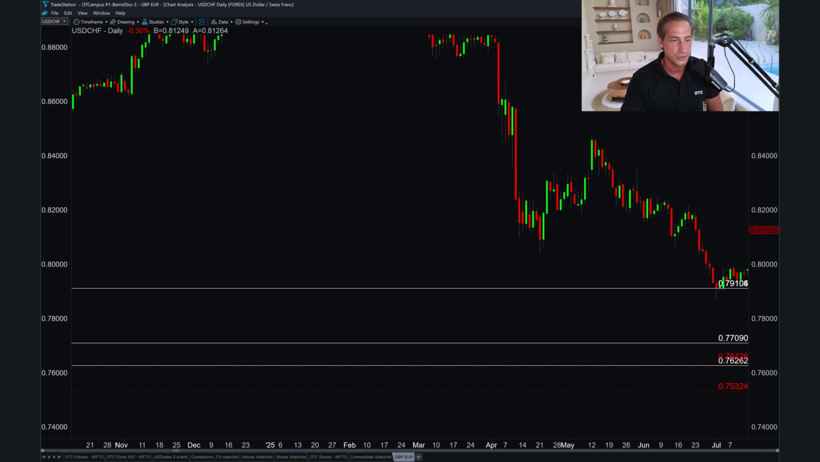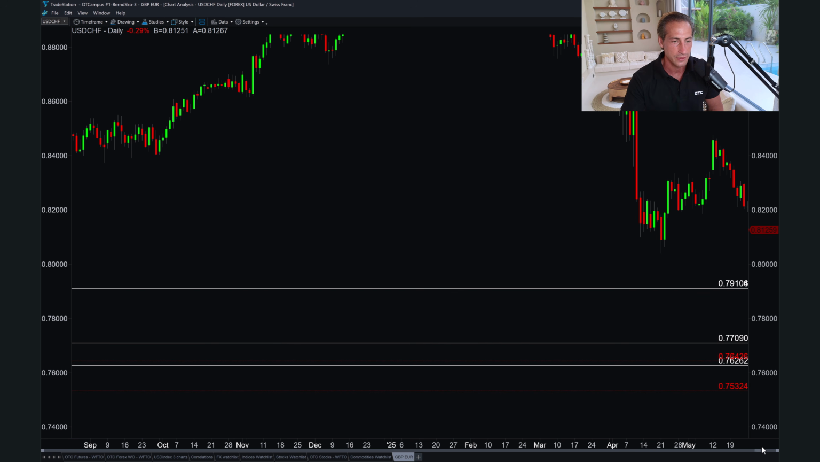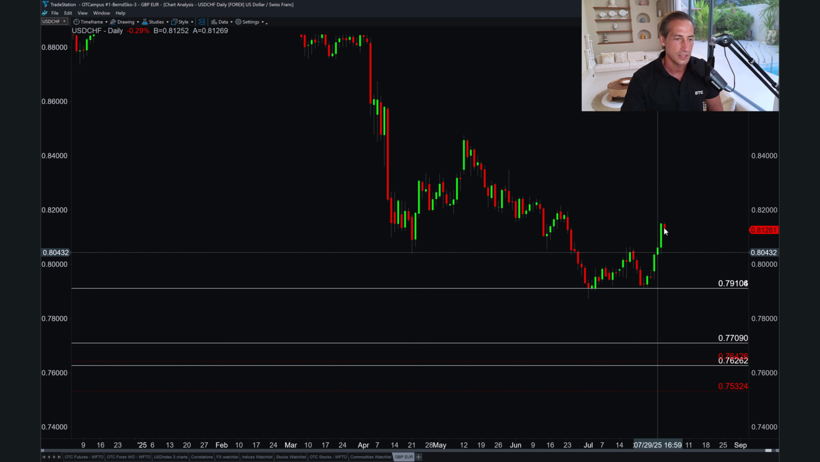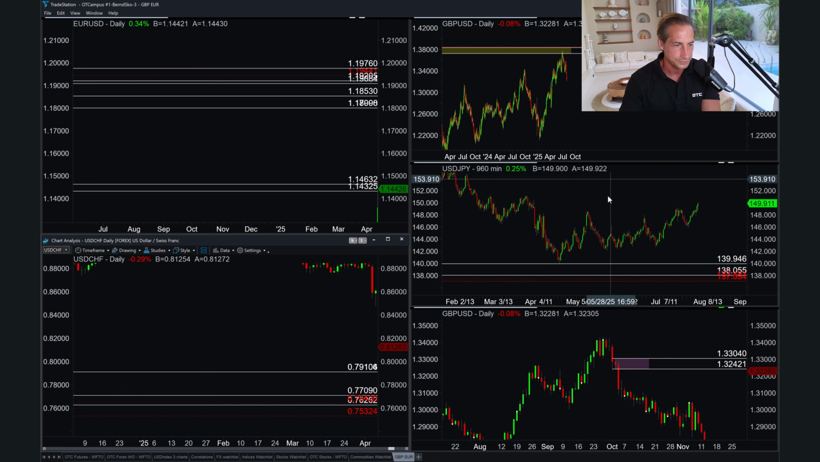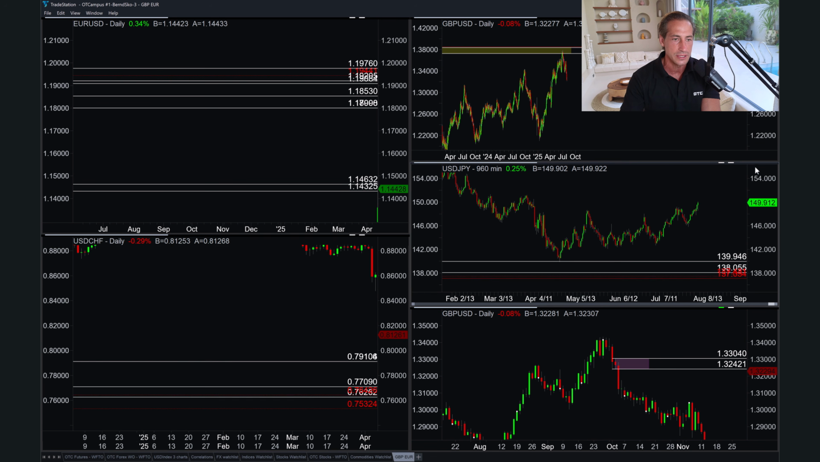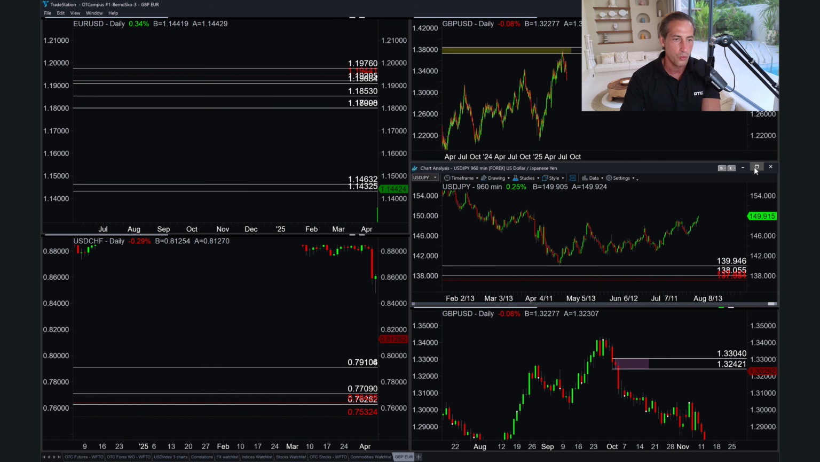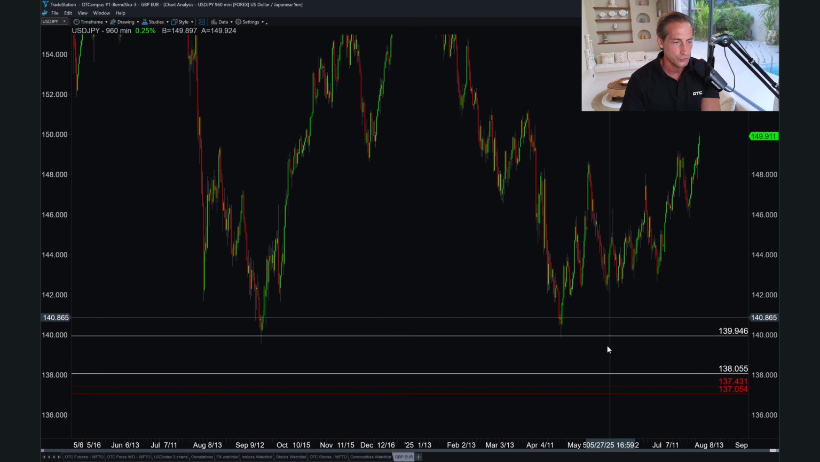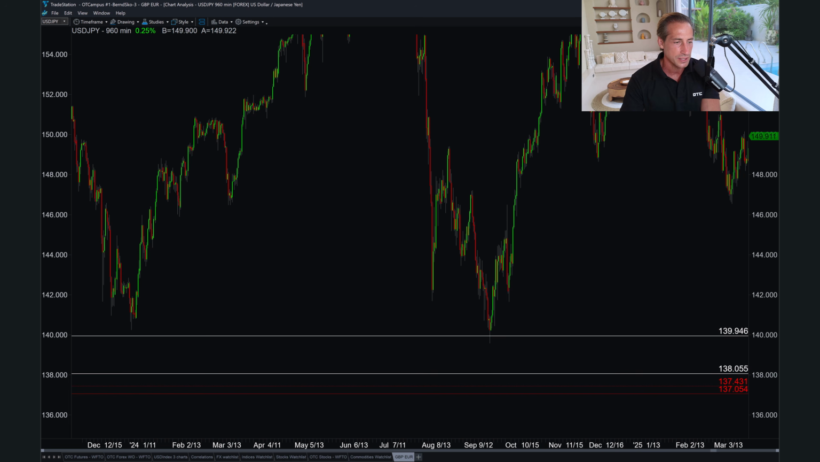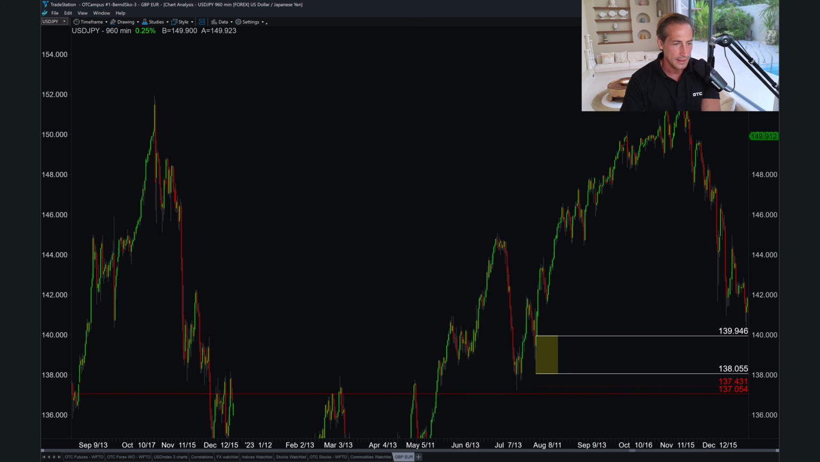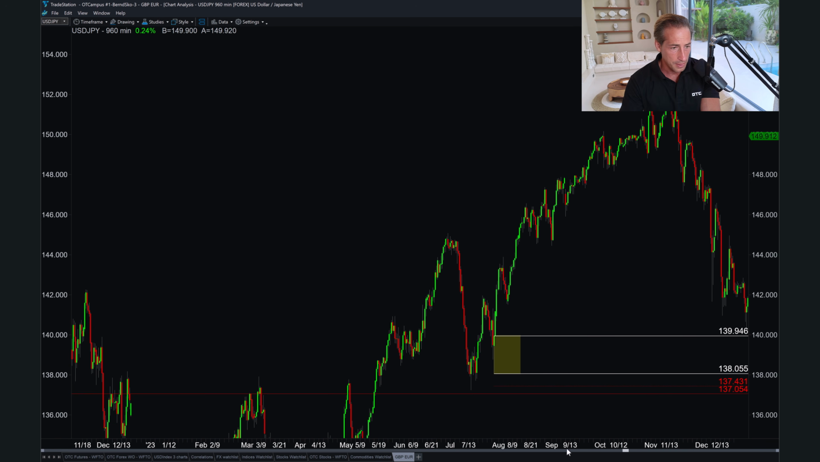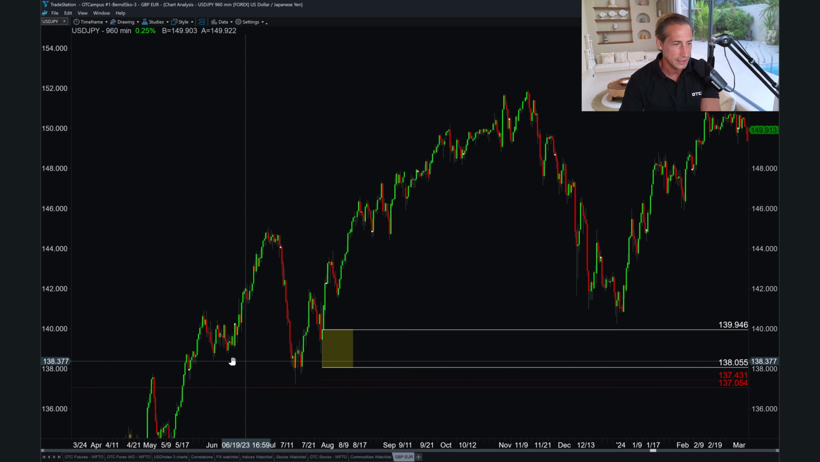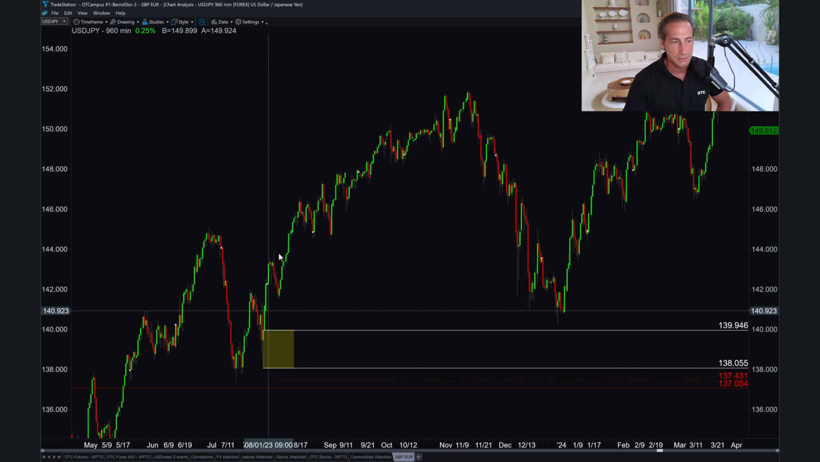And here you see price is up to the right. Price is reacting right now as we speak from that zone very, very nicely. Now we have here the USD JPY, I want to show it to you as well. Here on a 960-minute chart, so a 16-hour chart, a chart that I like as well. You see here we have only one candle in the base, but it's not in the middle of the move.